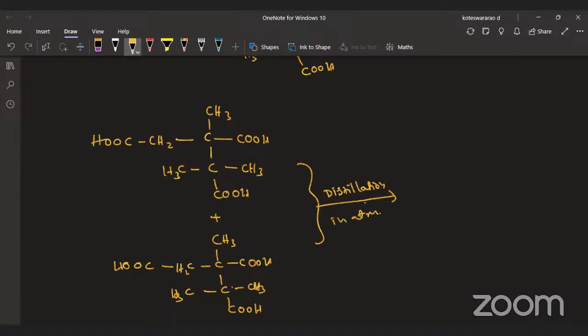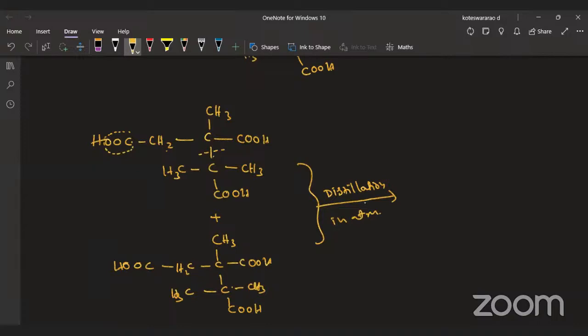Look here. In this molecule, first the carbon-carbon bond breaks. Now it leads to decarboxylation. One carbon dioxide is released from this position. What's happening in this one? CH3, COOH. CH3, COOH. Therefore, two molecules of isobutyric acid are generated.